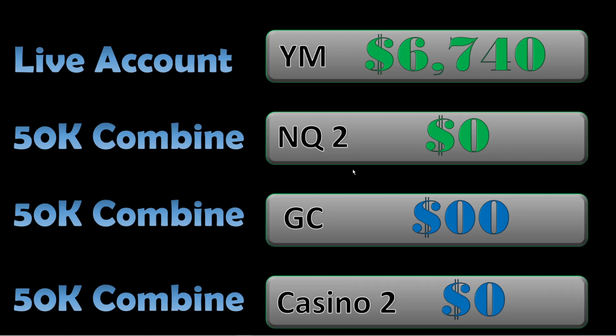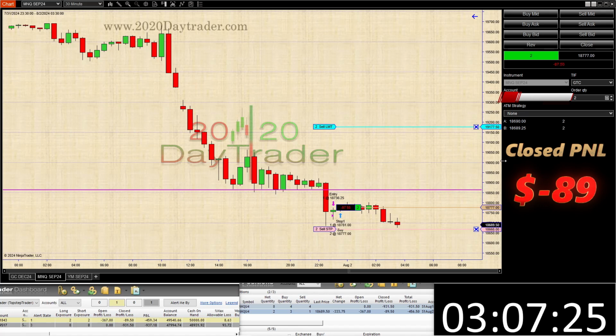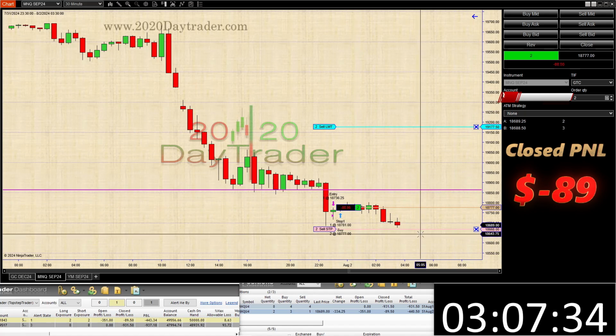All right, so let's get into today's trades. Here I am in my new 50K NQ Combine, just trading the NQ in this Combine, or the MNQ, depending on what's going on. These moves are so big right now. I'm on the MNQ with 2 contracts.